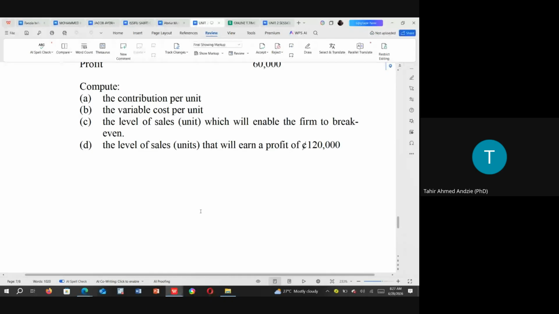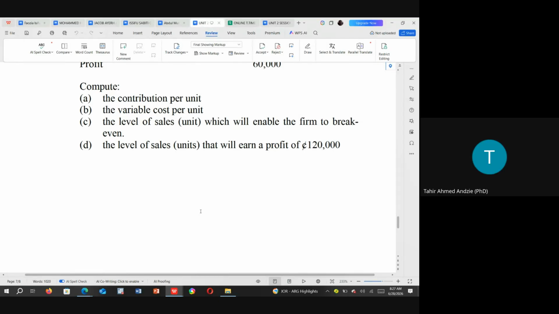We are saying that the formula for calculating the target profit in units before tax, because this one is before tax, we are not talking of any tax issue, is based on the total contribution. So you have to determine the total contribution, which should cover the fixed costs and the profit. It is supposed to be the fixed cost plus the profit.